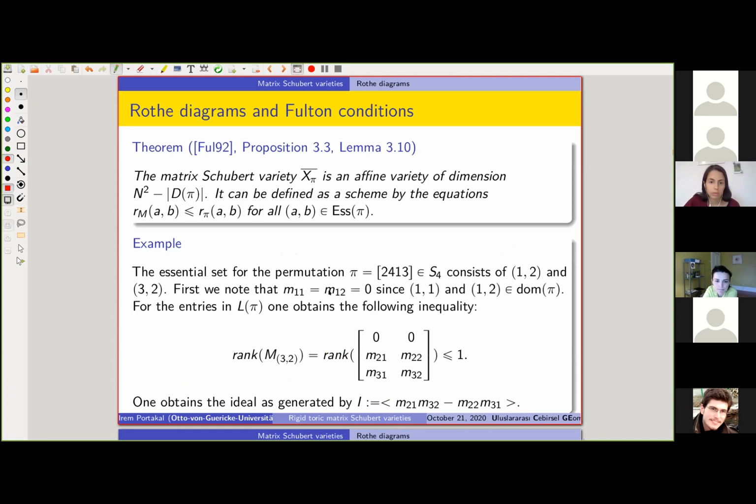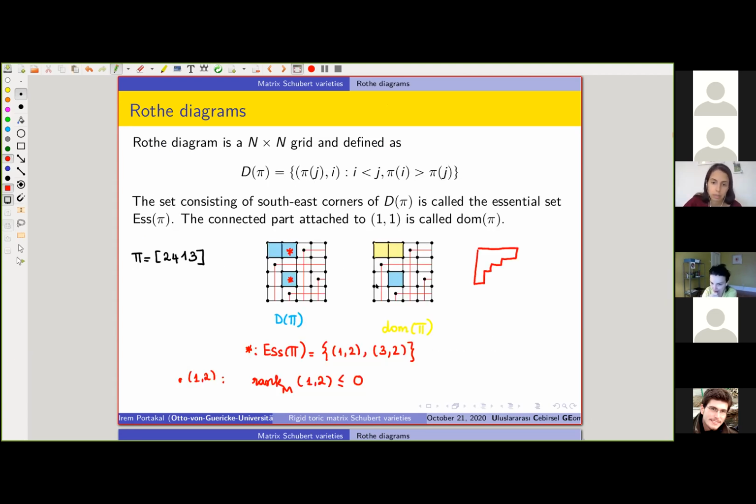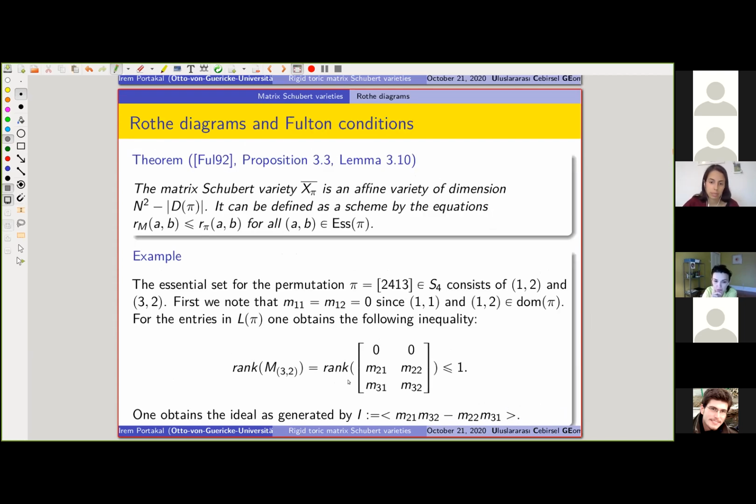Oops, sorry. So as I wrote here, for the first essential set, we have zeros coming from this inequality. And for the second one, we have 3, 2. And this rank should be smaller than or equal to 1, because if we again go back, it means that we are looking at this submatrix here of pi, and its rank is just 1. So the rank of this submatrix should be smaller than or equal to 1. That means that the determinant of this 2 times 2 matrix should vanish. So here we go. We had the ideal of this variety by just using these rank inequalities. This is how we do it, and as you can see, it's very concrete. I had the feeling that you can really understand the variety with this theorem.